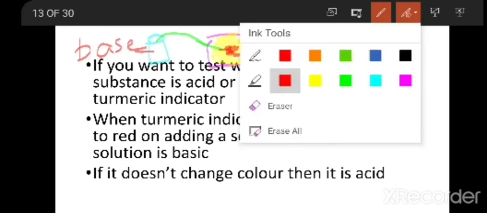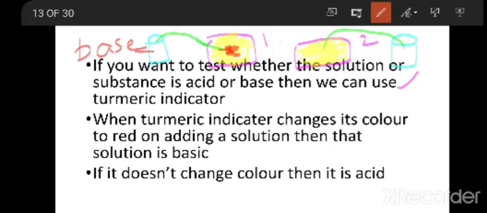Suppose if there is no color change after adding this solution, if it is as it is like this, then we can say it is an acidic solution or acid. Clear? So on adding a solution to a turmeric indicator, if it changes into red color, then that solution is a base. But if the color did not change, it remained as it is, then you can say that it is an acid.